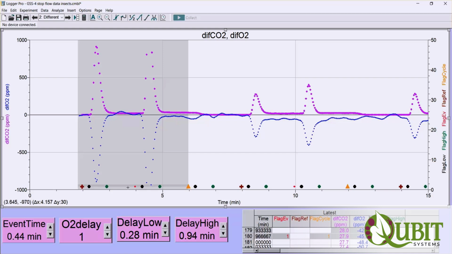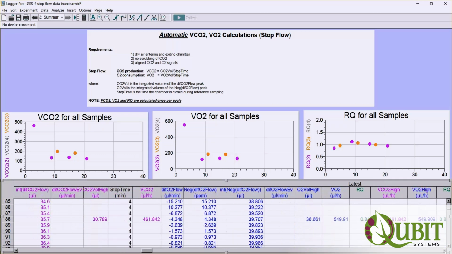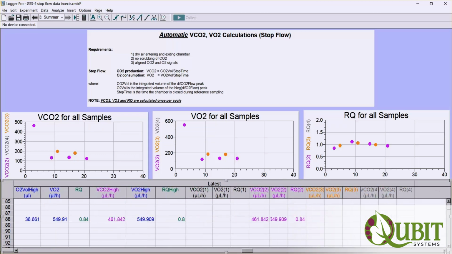So basically the first set of points and the first set of differentials here should be ignored. When we look at the summary, the first set of points here should be ignored as well. You will see the VCO2, VO2, and RQ data. RQ is the respiratory quotient, a ratio of VCO2 to VO2, plotted on the graphs as well as calculated in this table. To see the summary data, you have to scroll across to the end.